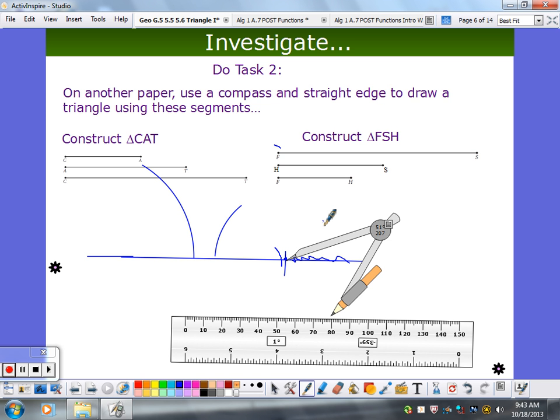But what happened to my triangle? Like if I were to make any lines on here, what's going to happen? What happens to my triangle?